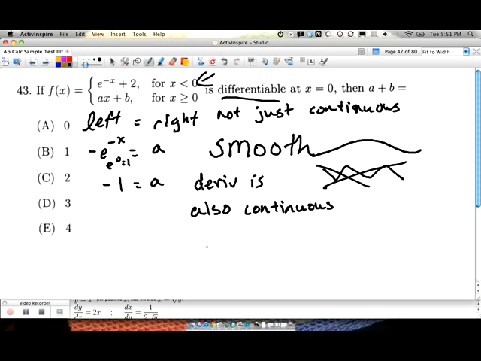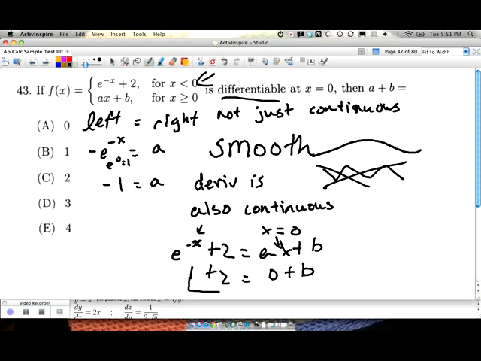To find b, we've got to make sure that these equal each other. So e to the negative x plus 2 equals ax plus b. But x equals 0. So we're going to plug in 0 here and get 1. We're going to plug in 0 here and get 0 plus b. 1 plus 2 equals b. Wow, it's getting late, guys. Okay, ax plus b, 1 plus 2 equals b, b equals 3. Negative 1 equals a. A plus b equals 2.